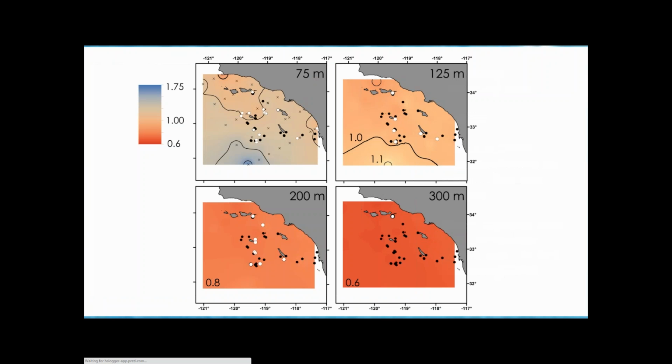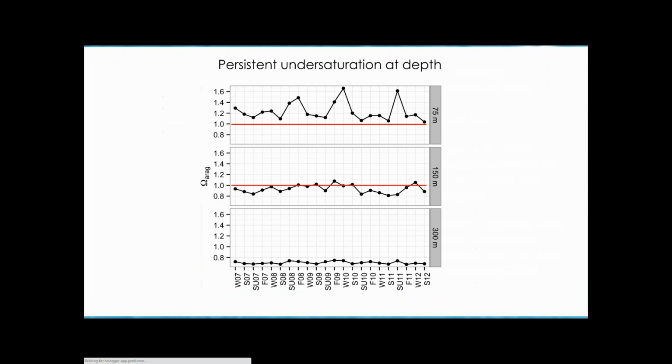And what's more is that these low aragonite saturation states are persistent. The maximum saturation at any single time point in the CalCOFI database is lower than every reported value for 70% of our occurrences in the Bight. So aragonite saturation is really low.